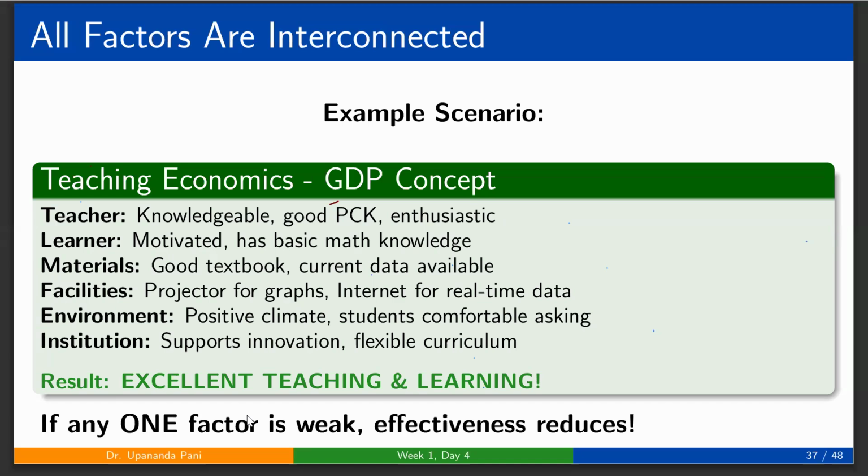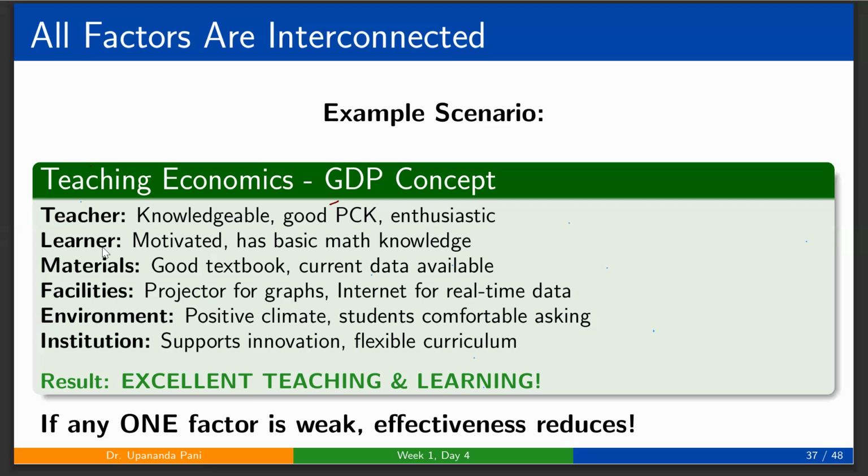Now, let's try to understand one example. Teaching economics, I am teaching the GDP concept. The teacher has knowledge. He or she is aware about PCK, and is also enthusiastic. Now, what are the important parts? Learners. You can say teacher is the most important. There are various stakeholders.